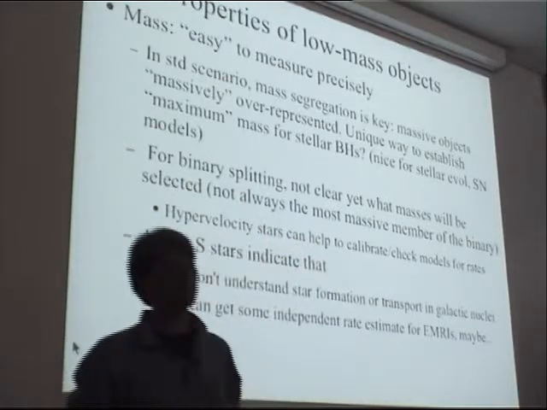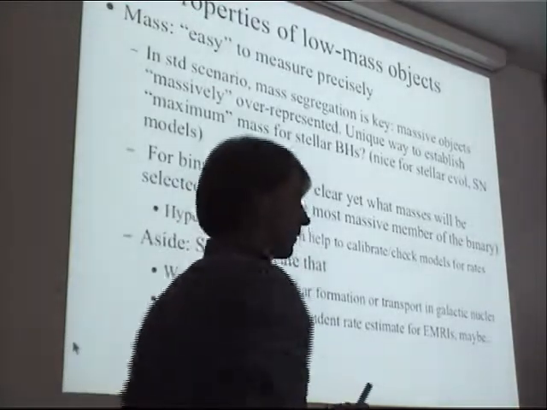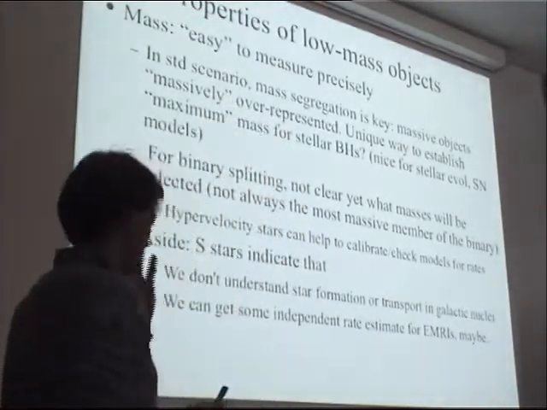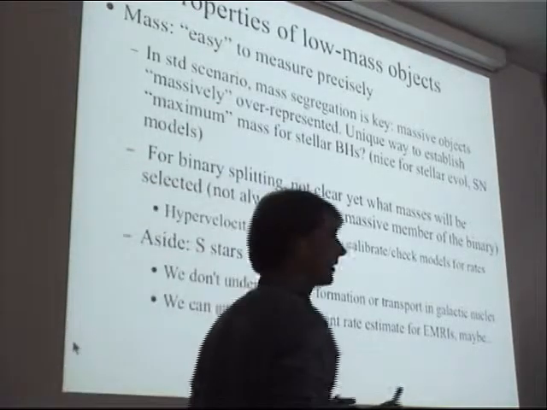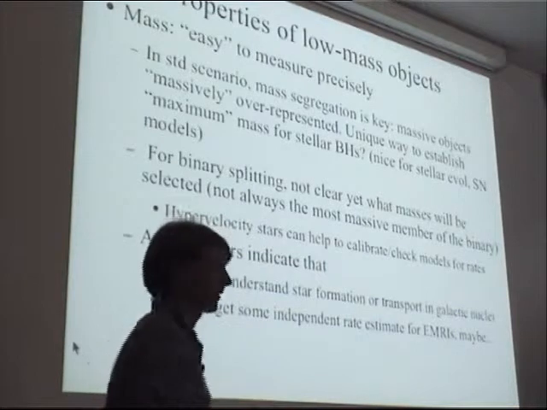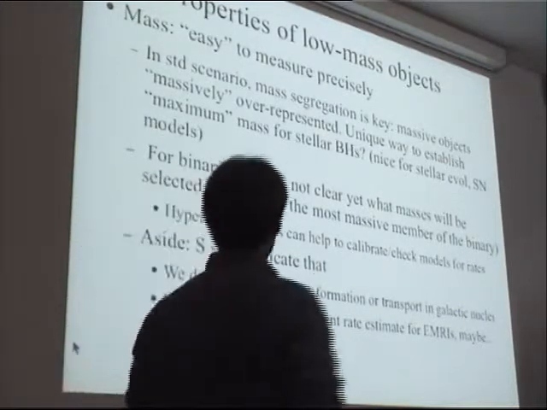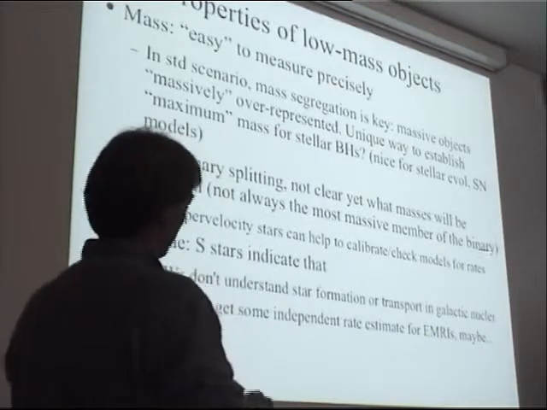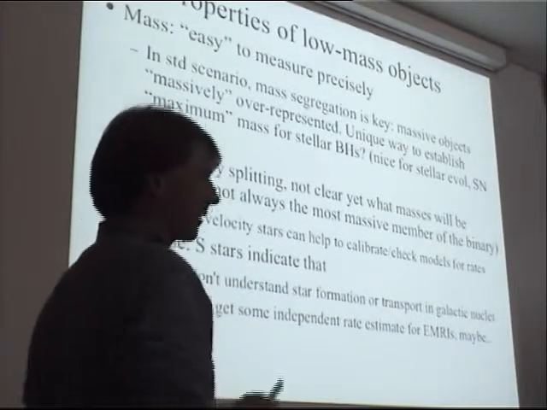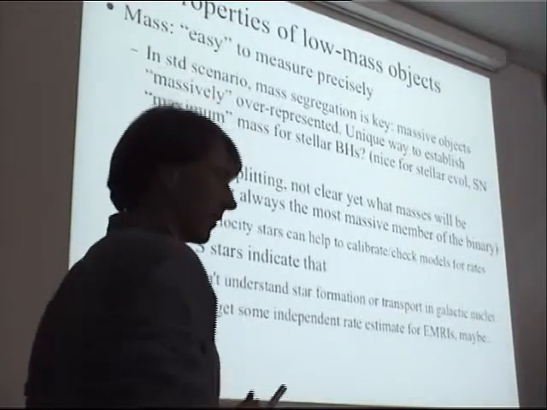Maybe, in an indirect way, the detection of hypervelocity stars in our galaxy, and maybe from other galaxies as well, can be used to constrain this kind of scenarios, this kind of models. But there are so many observational biases to be taken into account that maybe that's too optimistic a way to put it. But at least it's an argument in favor of the fact that these binary splitting events actually happen.